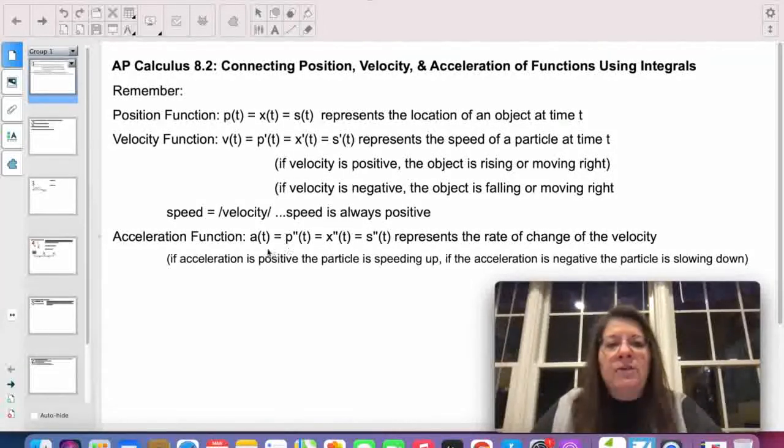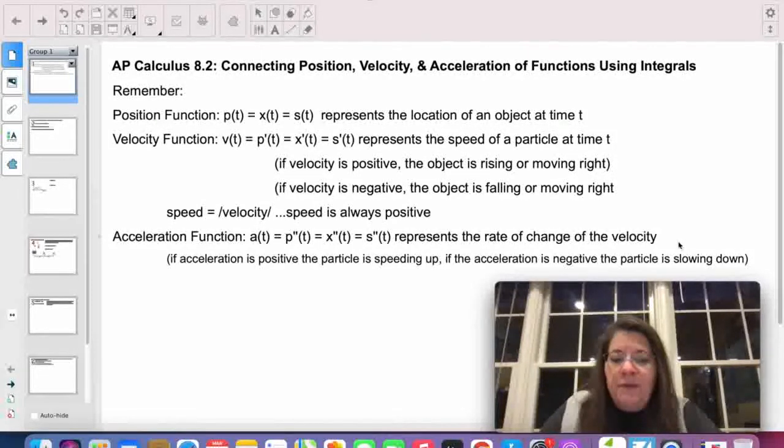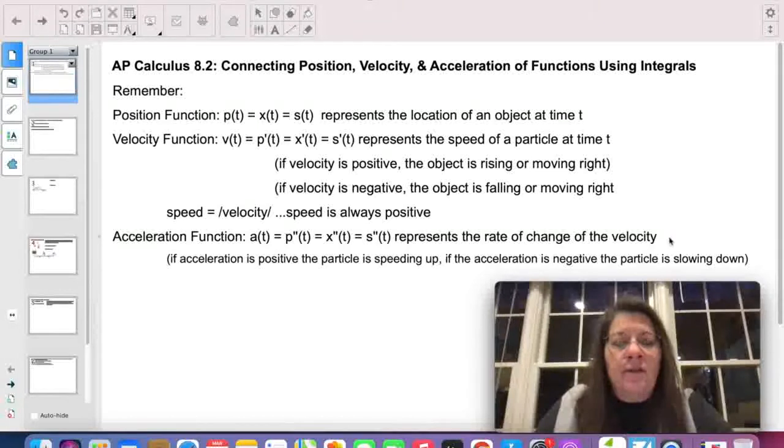And then the acceleration function, A of t, is a common notation for that. That is the second derivative of the position function, or the first derivative of the velocity function. So A of t is P double prime of t, X double prime of t, S double prime of t, and it represents the rate of change of the velocity. If acceleration is positive, the particle is speeding up. If acceleration is negative, the particle is slowing down.